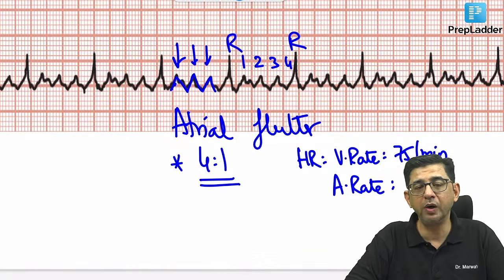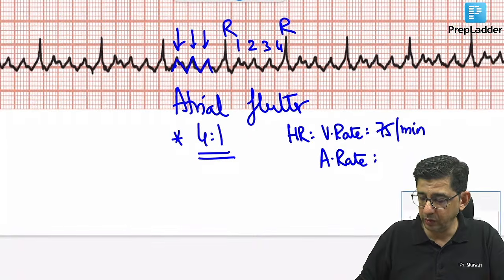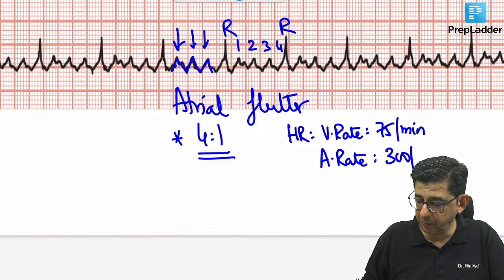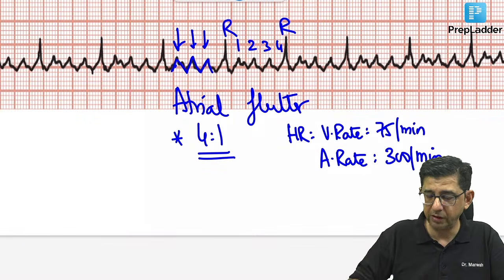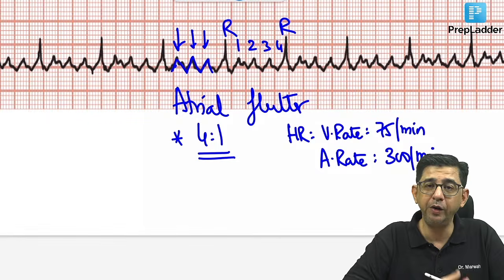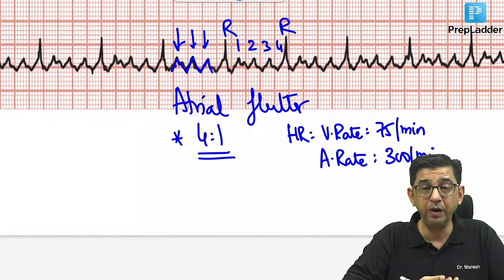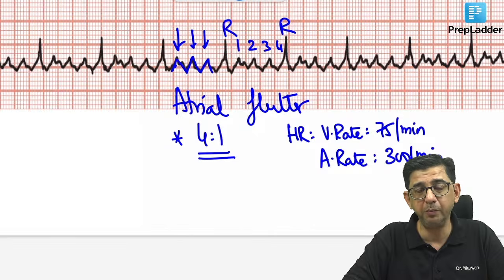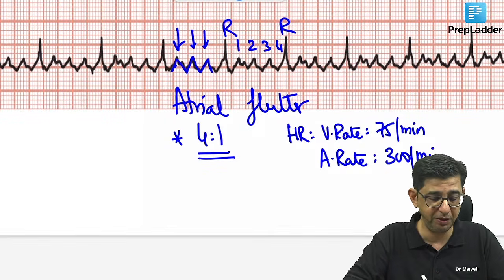If it's 4:1 conduction, you need to multiply that by 4, no? So the atrial rate of the patient would be 300 per minute. So what you can see here is that the vagus nerve is working very beautifully. Atrial rate is 400, atrial rate is 300, and the ventricular rate is only 75 per minute. That is thanks to the drugs. This guy would be on medication, and that is why the heart rate of this patient is stabilized.